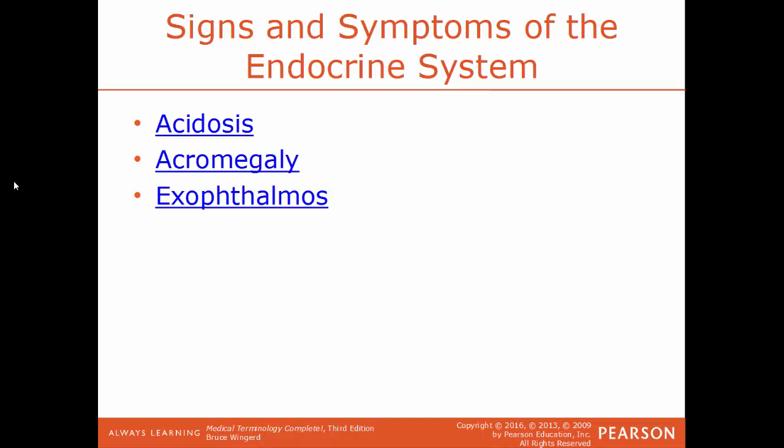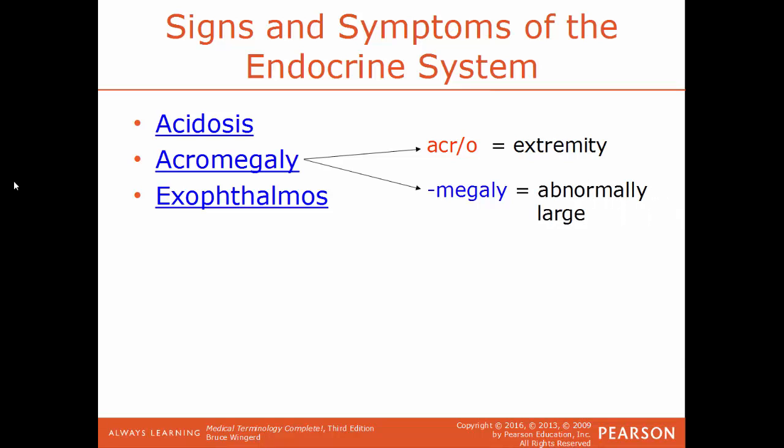All right, now we'll talk about some particular signs and symptoms of the system. The first one, acidosis. This is having an excessively acidic condition of the body fluids or tissues. Acromegaly, we're going to break down that term. Acro means extremities. Megaly means the abnormal enlargement of. This is the abnormal enlargement of an extremity. And our next term here, exophthalmos. This is an abnormal protrusion of the eyes.